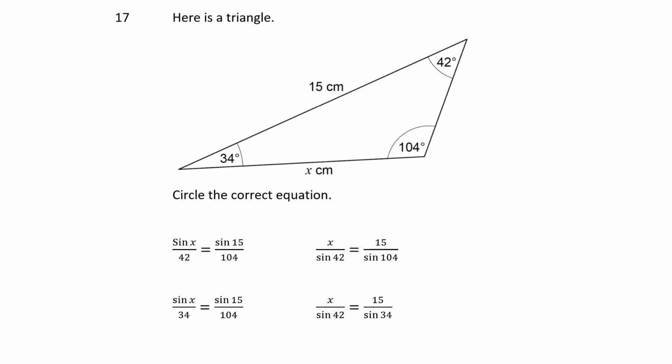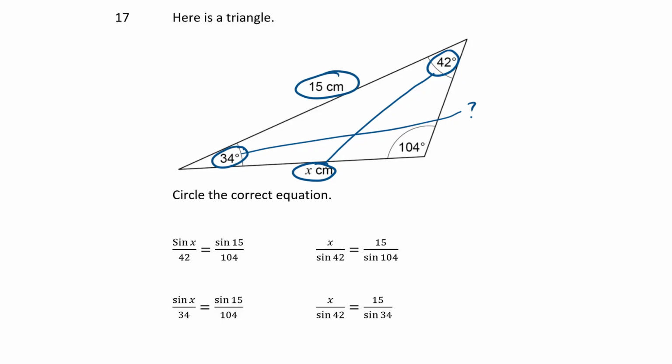So we want the bits with x at the top. Now x is a side, so we're going to write it down with the lengths on the top, and the angles on the bottom. Now side x is opposite angle 42. Angle 34 doesn't have a side opposite it, so that one is no good. 15 is opposite 104. Okay, now the sine rule is all about these opposite pairs, so you need to have two pairs of opposites, an opposite side and an angle.